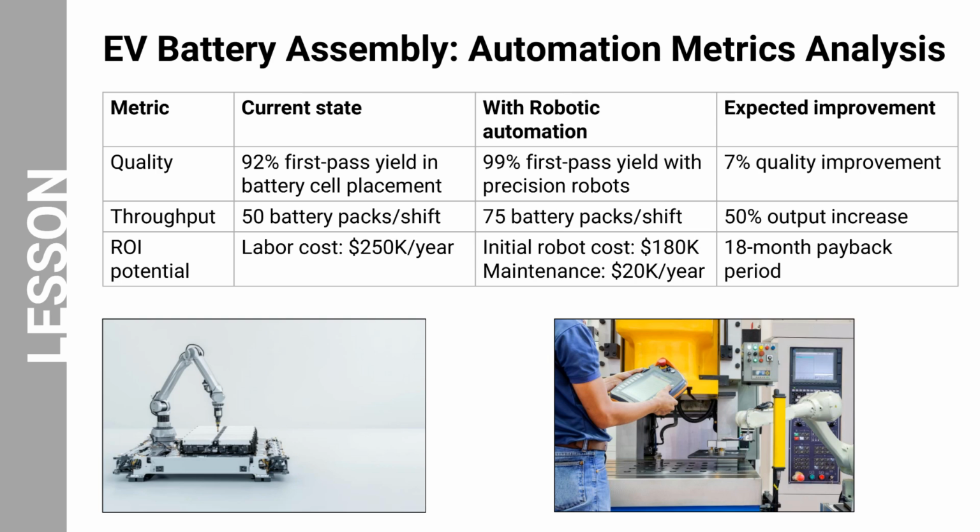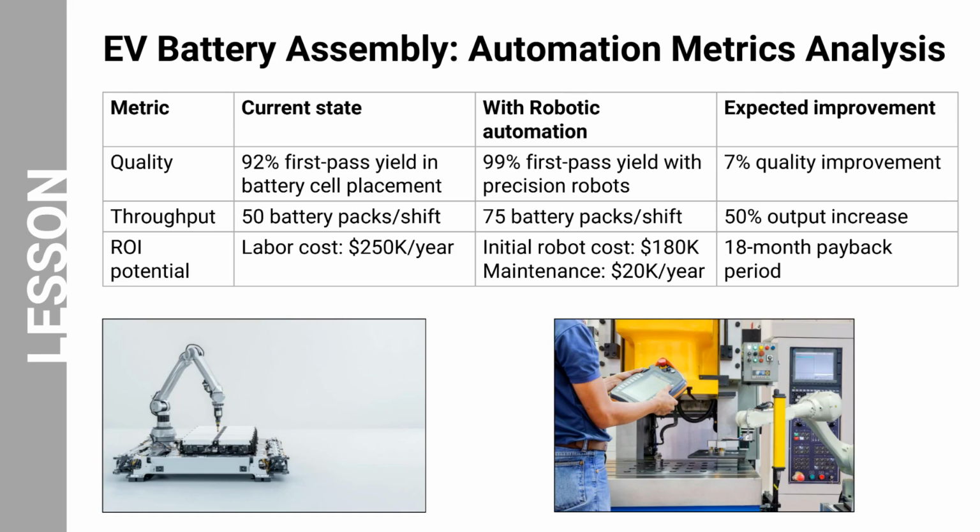In terms of quality and throughput, the implementation of precision robots would increase first-pass yield from 92% to 99% in battery cell placement, while production capacity would improve from 50 to 75 battery packs per shift. The ROI potential shows that the current state has annual labor costs of $250,000. With robotic automation, there's an initial investment of $180,000 for the robot plus annual maintenance costs of $20,000.